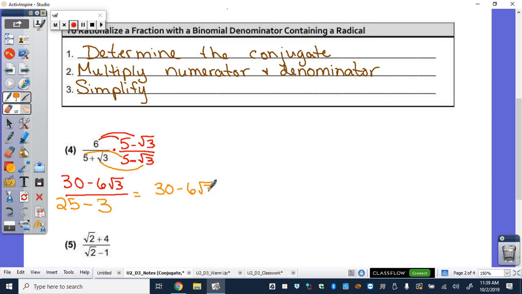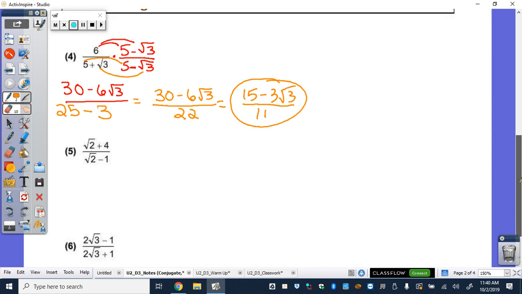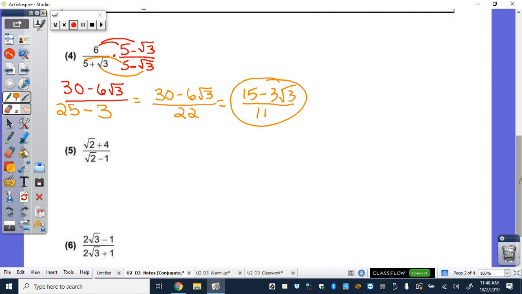So we get 30 minus 6 radical 3 all over 22. And then can we reduce those all by a number? Yes, all by 2. So 30 divided by 2, 6 divided by 2, and 22 divided by 2. So 15 minus 3 radical 3 all over 11. All right, you go ahead, try those next two. Figure out the conjugate, just change the sign of the denominator, and then multiply.